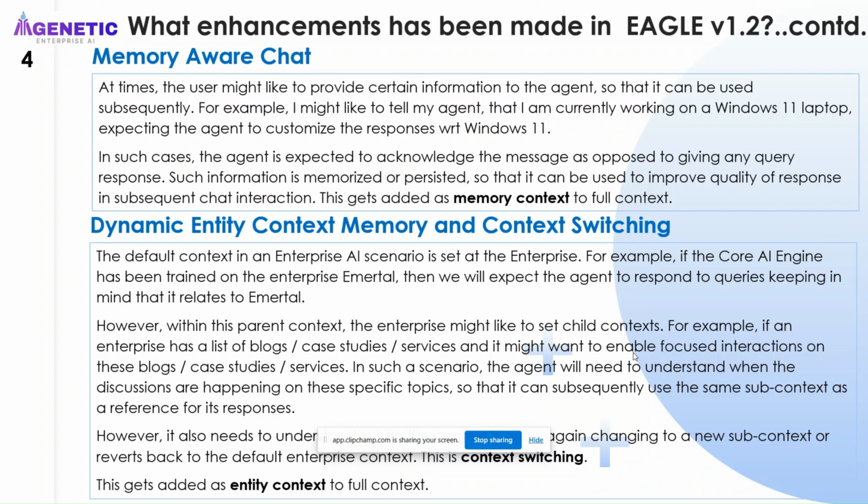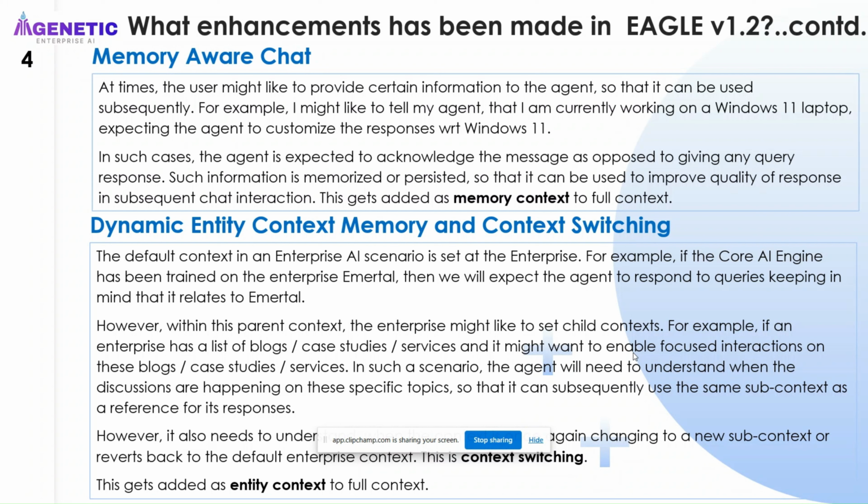The next one is dynamic entity context memory and context switching. I think it is probably the single most difficult thing to do. Now, what is this? When we start a chat, obviously the base core default context that is set is of the enterprise for which the LLM has been trained. In the example that we have been using, Ematel is the enterprise on which the LLM has been modeled. So in this instance, Ematel, the enterprise, is the overall context. It is the parent context or the default context.